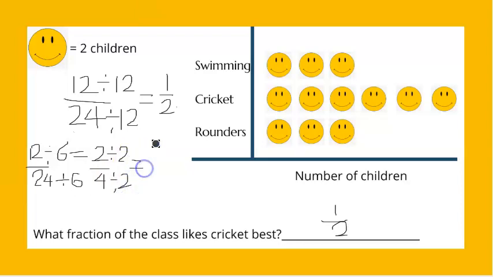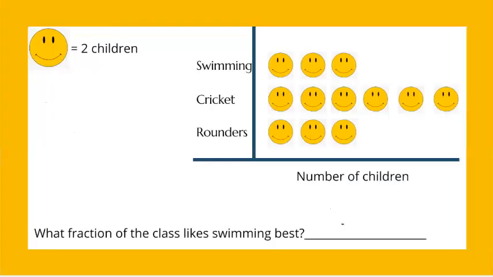Okay, 2 divided by 2 will give me 1, and 4 divided by 2 will give me 2. So I still have 1 over 2.